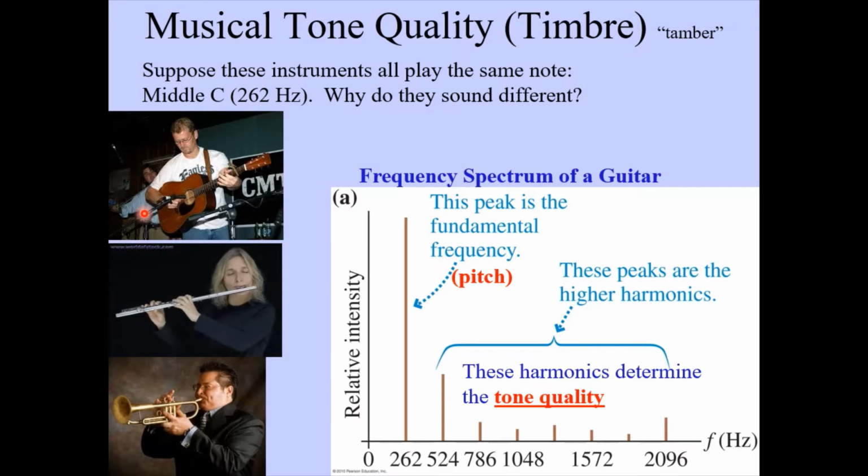Now, why is that? Well, it's because they all have a different tone, and the tone is due to the presence of the higher harmonic frequencies. This is called a frequency spectrum, and this is a frequency spectrum of a guitar. What the frequency spectrum tells us, this is frequency down here in hertz, and the vertical scale tells us the intensity of the particular frequency. If they're all playing, remember, a middle C, 262 hertz, notice this peak right here is right at 262 hertz.